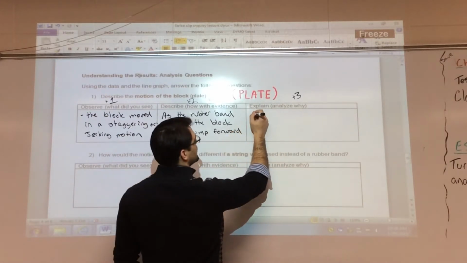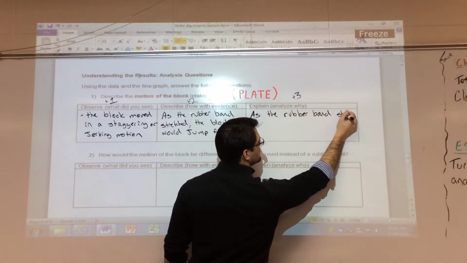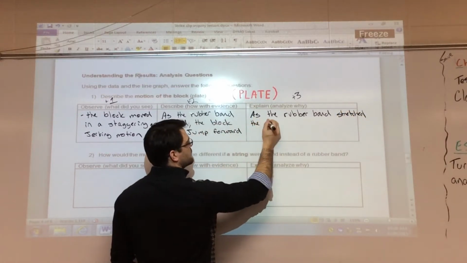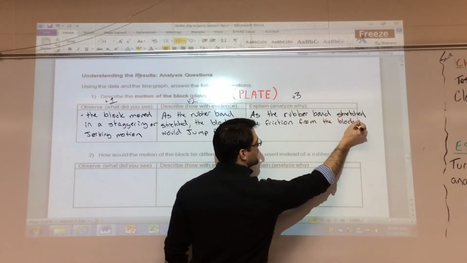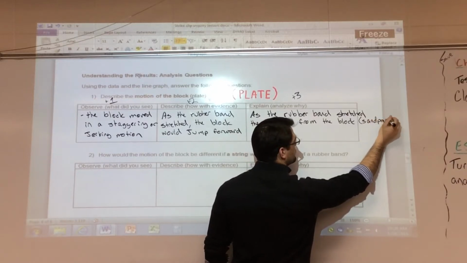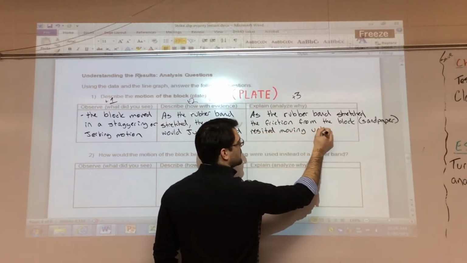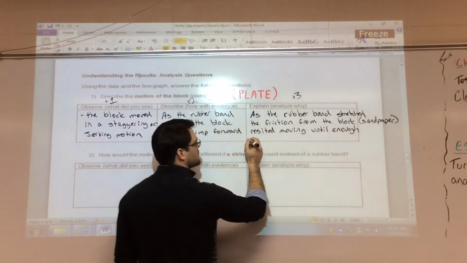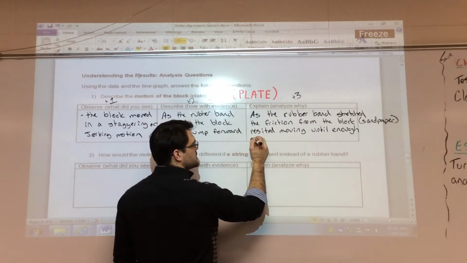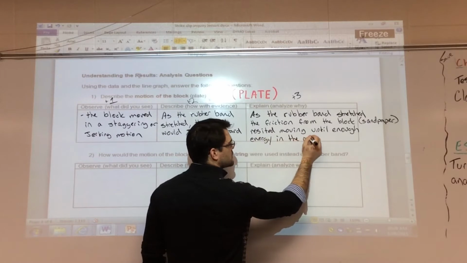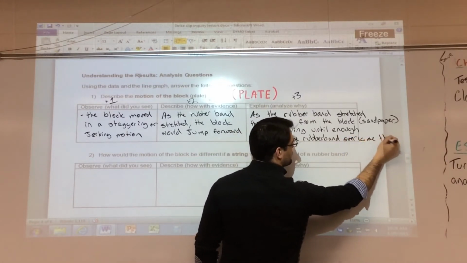So something to the effect of, as the rubber band stretched, the friction from the block, and right here I'm just going to put sandpaper, resisted moving until enough, and we could say energy or force here because we haven't really specifically asked for an energy answer, but we could say energy or force. I'm going to say energy in the rubber band overcame the friction.